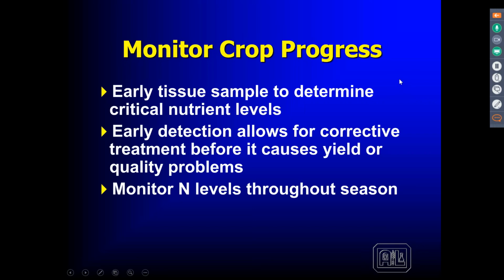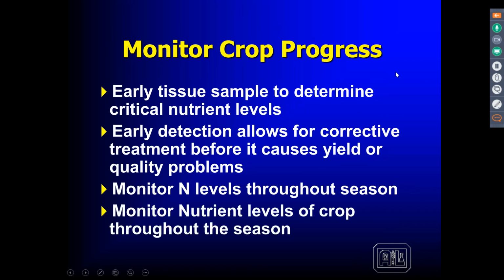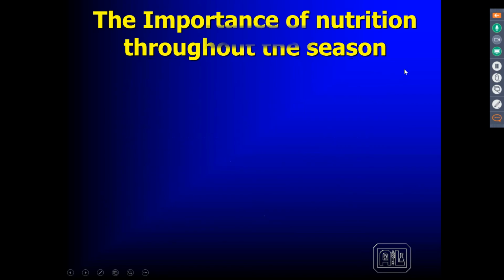This particular nutrient we can apply to a crop very easily, and we do oftentimes over-apply nitrogen and cause ourselves more issues with quality problems in crops. So it's a lot easier to spoon feed nitrogen and monitor it throughout the season. But as with all the other nutrients, we need to monitor those levels throughout the season as well.